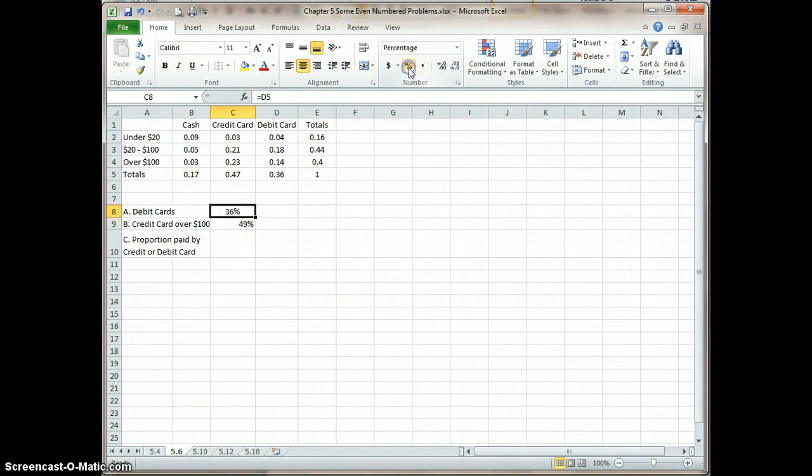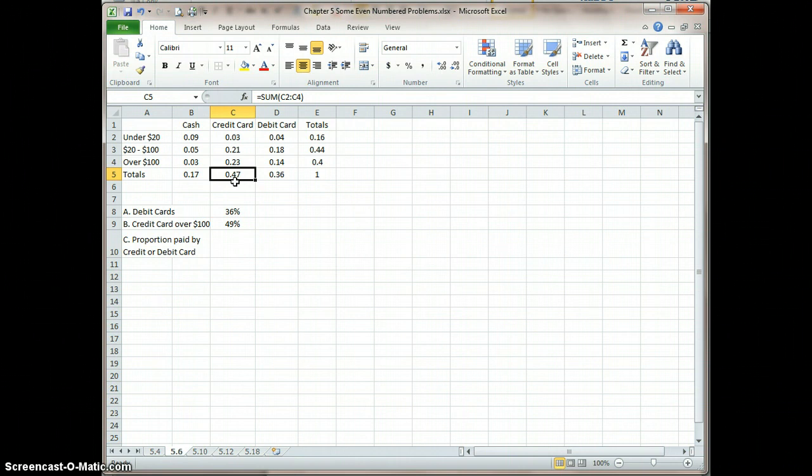We could do the same, put that in percent, center it. So again, just to get that credit card over 100, it's 23 divided by the total for all credit card to give you the proportion of the credit card that was over 100.